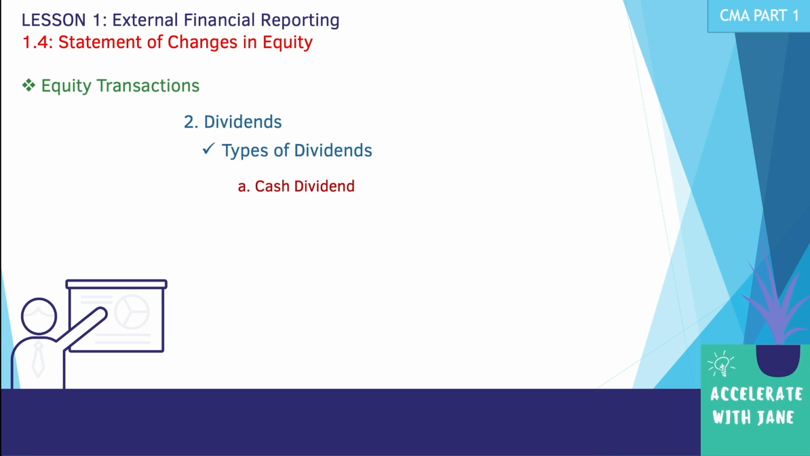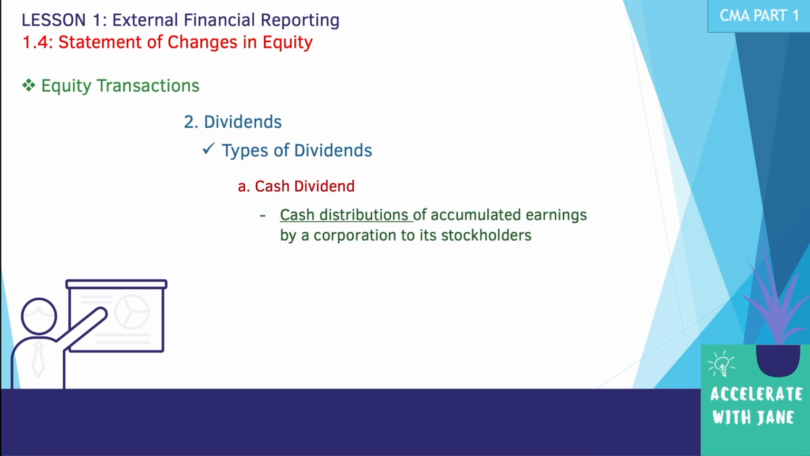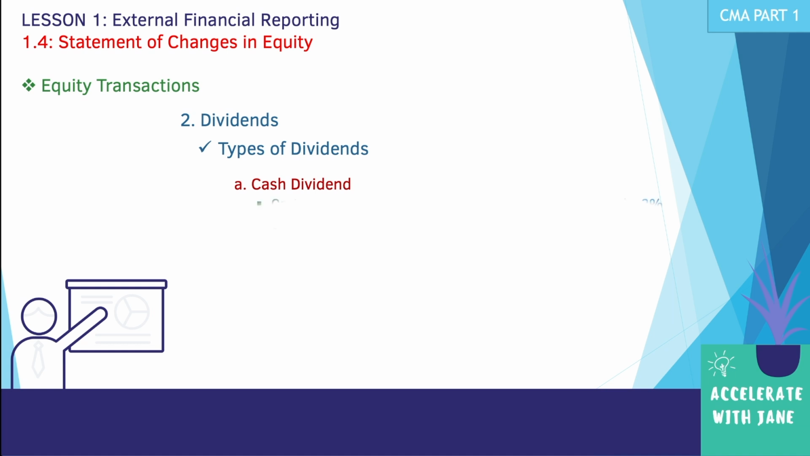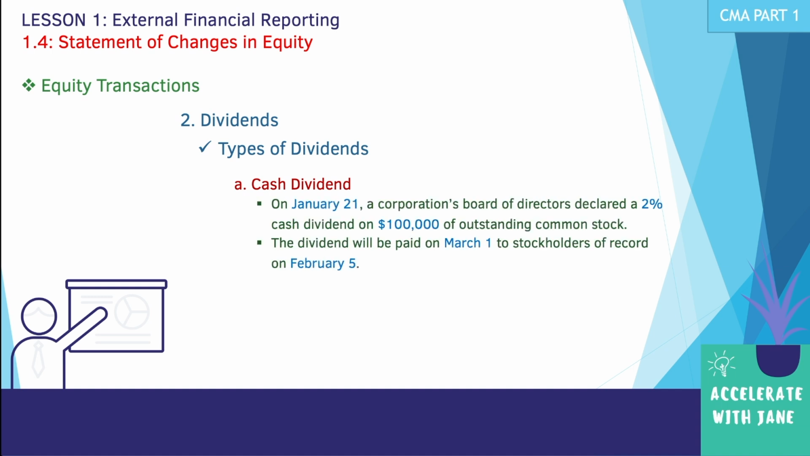So for the cash dividend, this simply means the cash distributions of the accumulated earnings by a corporation to its stockholders. So let's have an example for the cash dividend. So here is a sample problem.